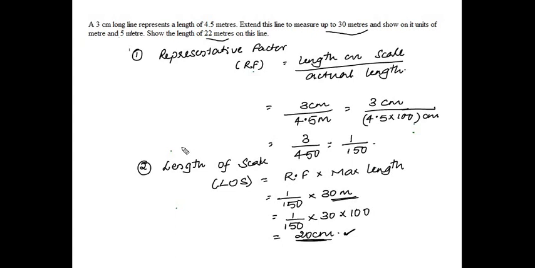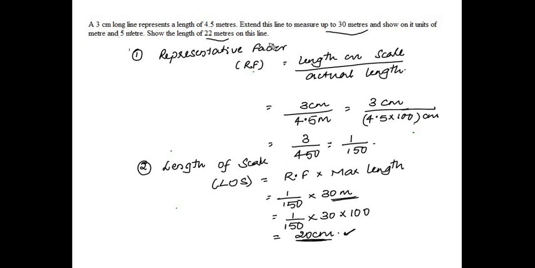Let us discuss one more problem here. So here I have already done the problem. Actually the recording got deleted, so I'm just going to explain whatever I have already done. A 3 centimeter long line represents a length of 4.5 meters. Extend this line to measure up to 30 meters and show on it units of meter and 5 meter. Show the length of 2 meters on this line.